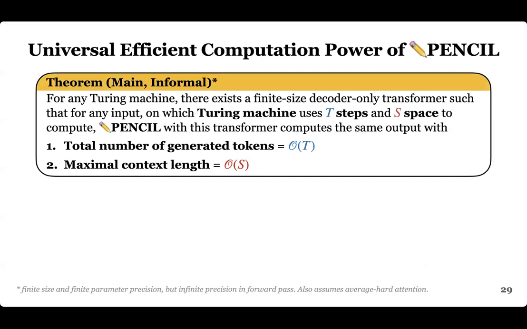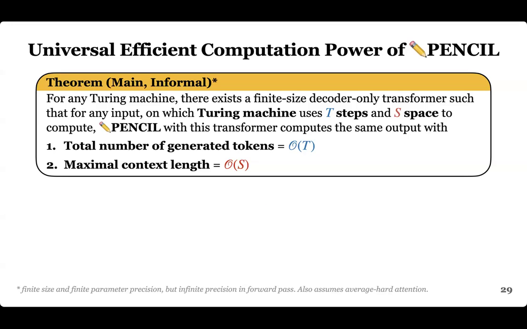This is the theoretical result for Pencil. It states that for any Turing machine, there exists a finite size decoder-only transformer such that for any input on which the Turing machine uses T steps and S space to compute, Pencil with this transformer computes the same output, with the total number of generated tokens equivalent to chain of thought, which is the time complexity for solving this problem. But the maximal context length is significantly smaller, which is the space complexity for solving this problem.